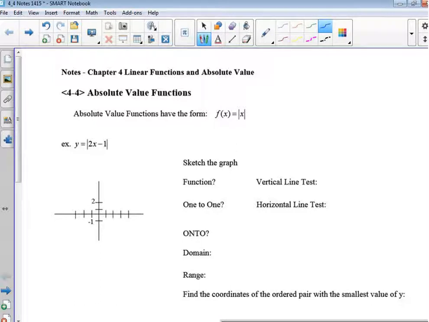So here we go. Absolute value functions have the form f of x equals absolute value of x. So let's take a look at an example. Y, which could also be f of x, remember that's the same thing, equals the absolute value of 2x minus 1. So we've got some questions about it. We want to sketch the graph. So let's sketch the graph by using our calculator.